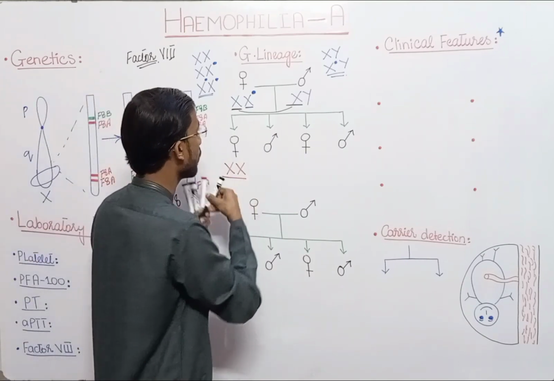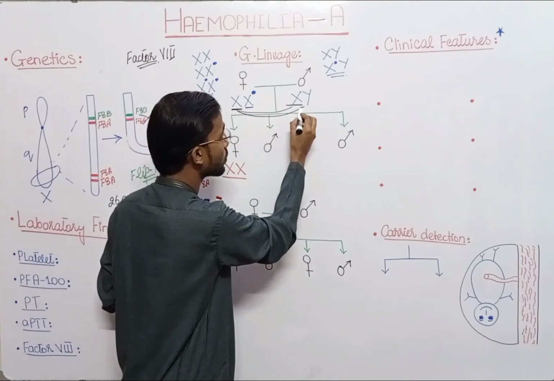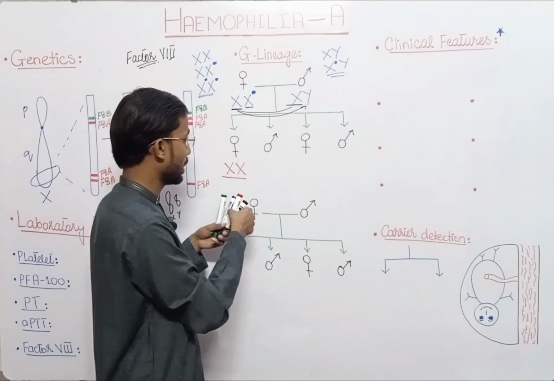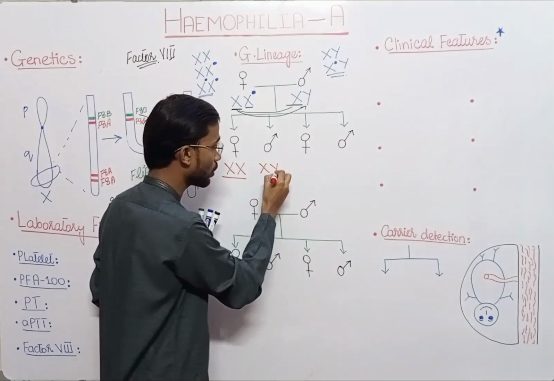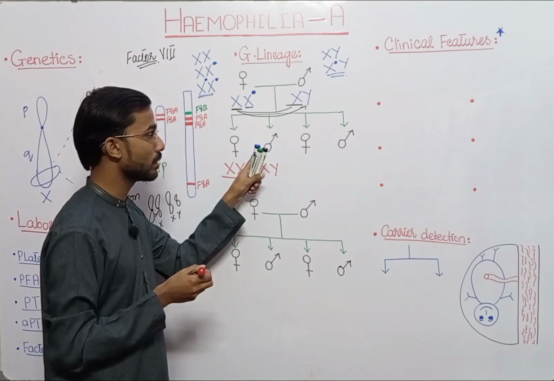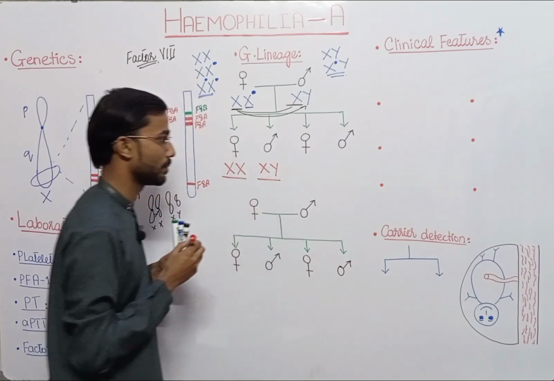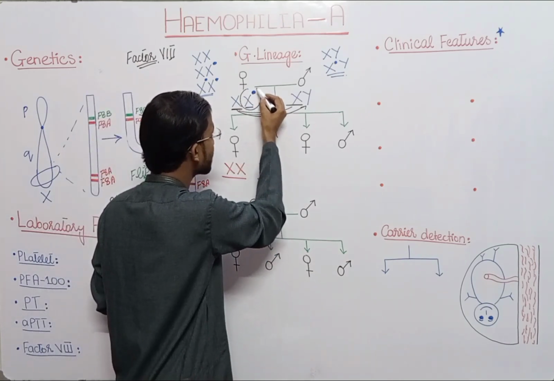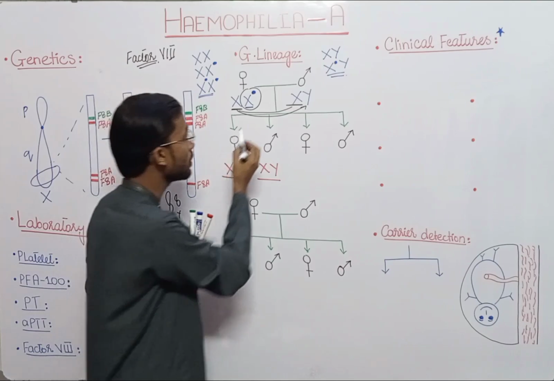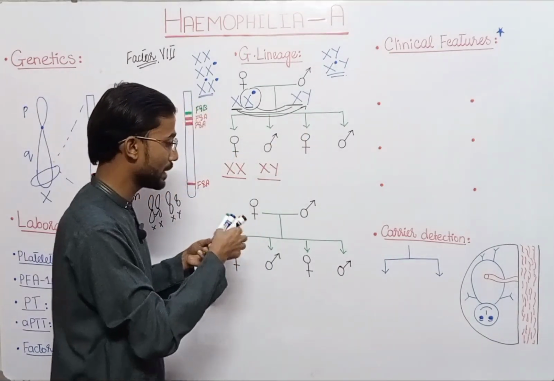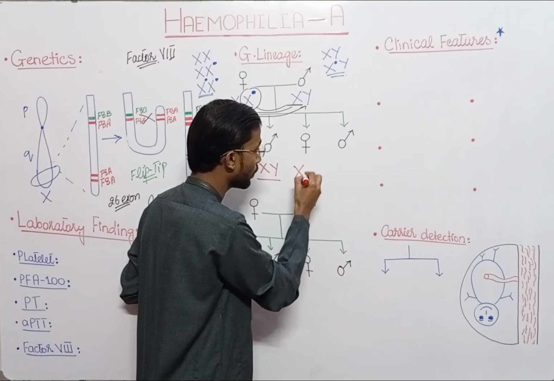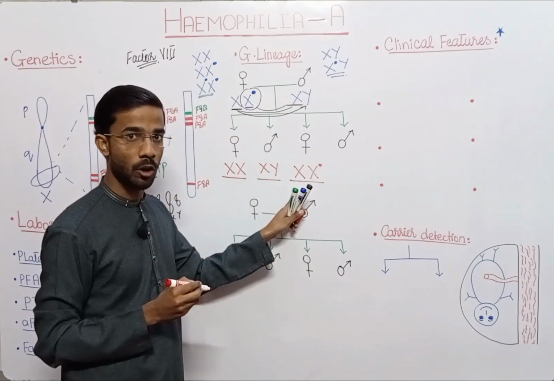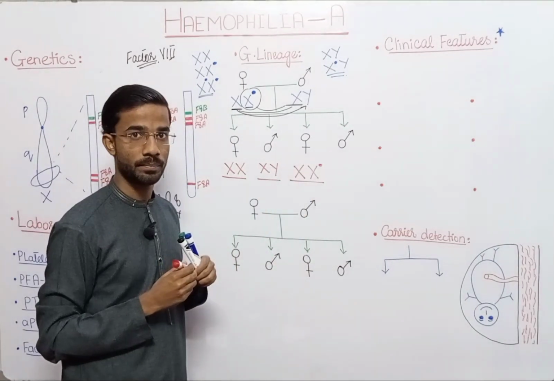If this X chromosome exchanges with this Y chromosome, then what will happen? Then it results in the X and Y chromosome, and that son will also be normal. And if this X chromosome, which is actually the affected X chromosome, exchanges with the normal X chromosome, then in that situation you will see the carrier daughter, where one X chromosome is normal but the other is affected.